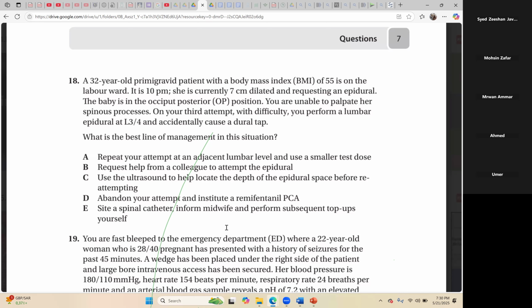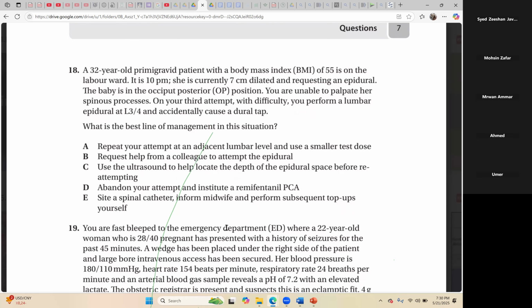So paramedian technique, I love it. A number of times I do paramedian. Spinal, epidural, of course, and it needs more practice. Okay. So these are some important points.